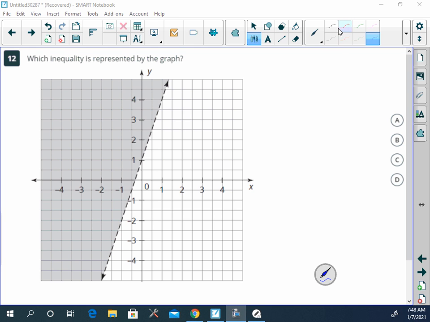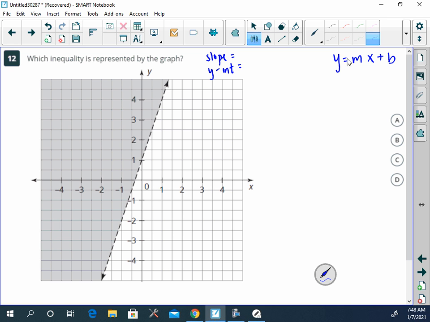For numbers 12 and 13, 12 kind of gives you the hint because it's got the multiple choice there, but we're going to try it without the multiple choice. Then we'll pull them out of there and figure out which one it's going to be. So when I look at this line here, I want to figure out two things. I want to figure out the slope, and I want to figure out the y-intercept. And this is going to give me my equation in y equals mx plus b form.